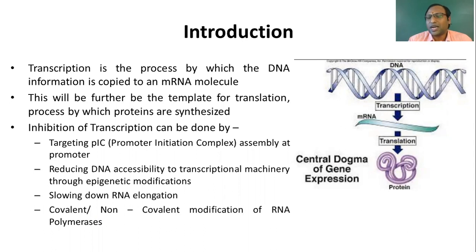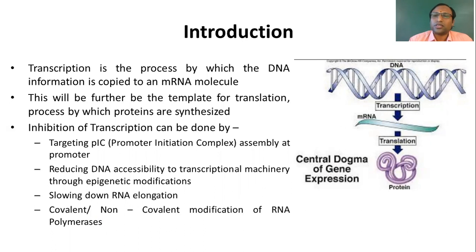The inhibition of transcription can be done by various methods. The first is targeting the PIC, that is the promoter initiation complex. You know that in the promoter initiation complex, there is an assembly which takes place by the transcription factors, or with the help of the RNA polymerase and sigma factors and other factors; they join together to initiate the particular process. So if we target this promoter initiation complex, we can inhibit the process of transcription.